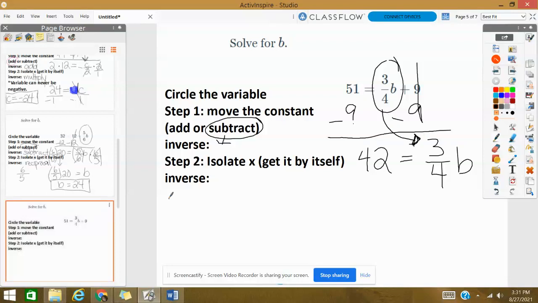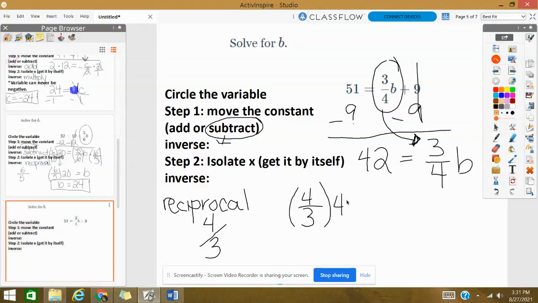Then, again, I need to multiply by the reciprocal to get rid of this fraction, which would be my last step. In this case, my reciprocal will be 4 over 3. So I'm going to do 4 over 3 on the left-hand side, because whatever you do to one side of the equation, you have to do to the other. And then I'm going to do 4 over 3 on the right-hand side, because that'll get my variable by itself.